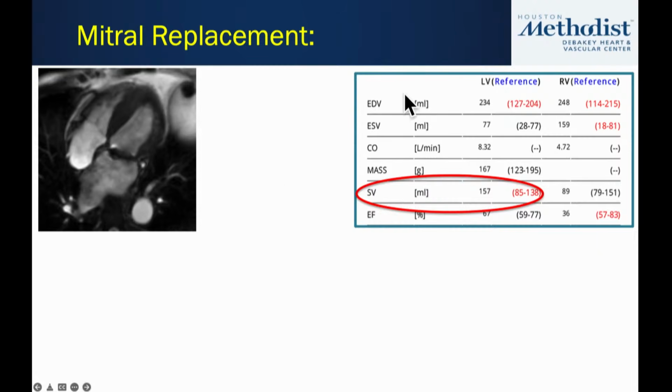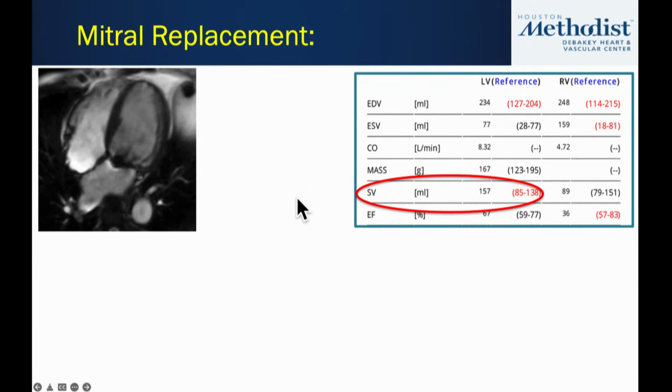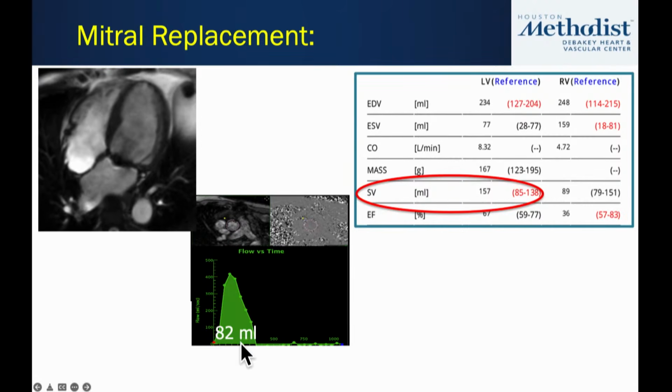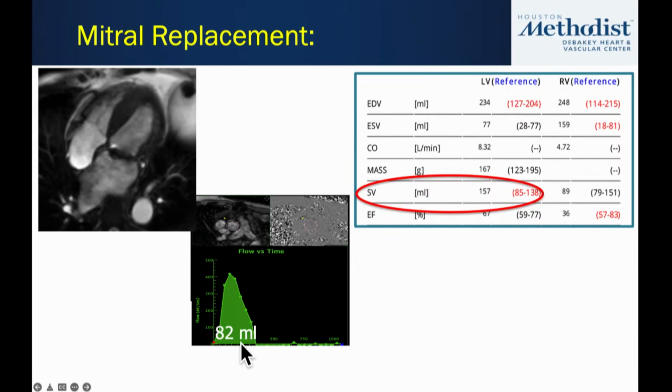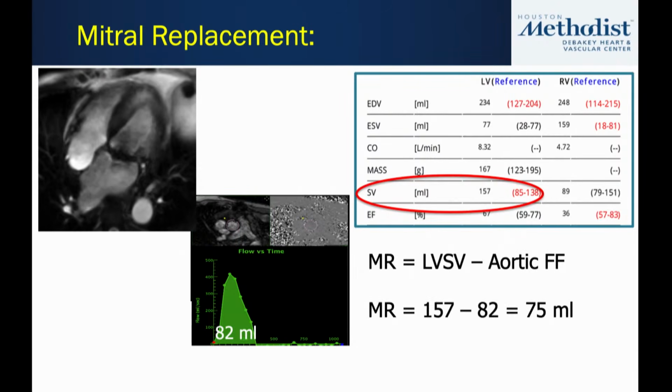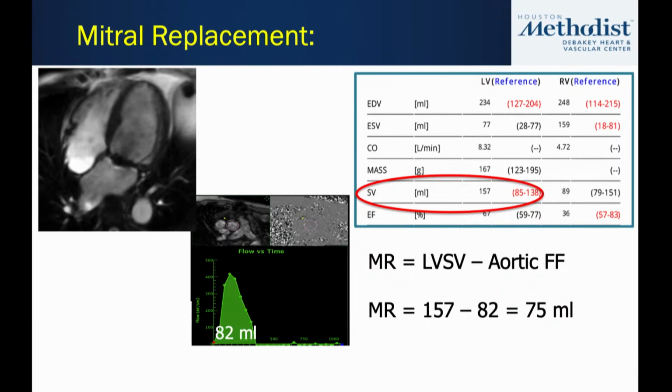When we measure the stroke volume in this patient by just standard planimetry, there's 157 mL of left ventricular stroke volume, but compare that to the flow coming out of the aorta or the left ventricular outflow tract, which is only 82 mL, suggesting a significant difference, and that difference is what we would attribute to the mitral regurgitation, which in this patient is 75 mL and associated with really severe mitral regurgitation.